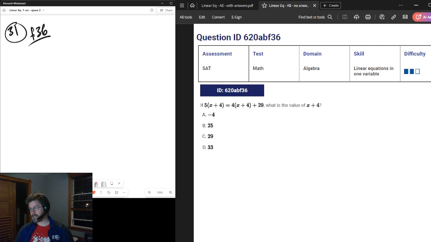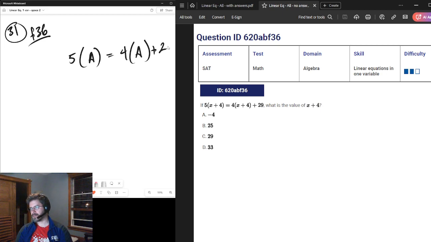Let's go ahead and take this first one, for example. We've got 5 times x plus 4 equals 4 times x plus 4 plus 29. They don't care what x is. They want us to find x plus 4. So we can basically treat that as if it is just its own variable. I showed this in a previous video where if you have a repeated term and you don't care about what the guts of that term are, you can just replace it with a simpler thing.